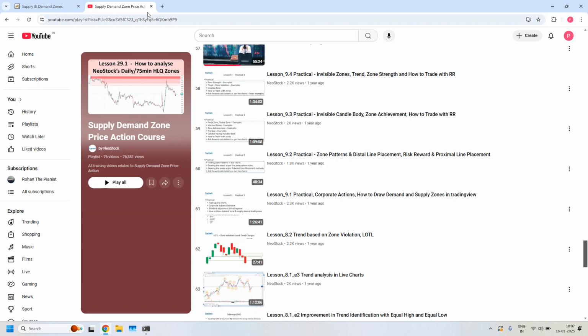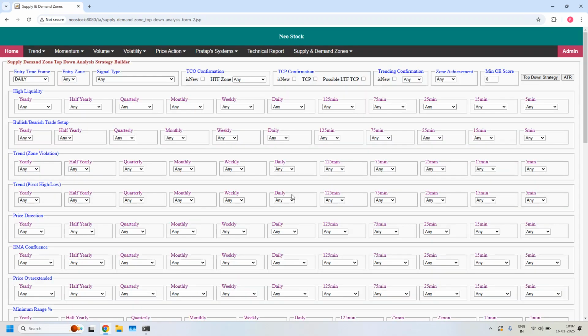Now let's get into the report generation with the help of NeoStock Software Supply Demand Zone Top-Down Analysis Strategy Builder. First, let us identify the stocks near demand and supply zones or price closed inside the demand and supply zones, and then we will move on to the NIFTY, BANKNIFTY and Bullish and Bearish trade setups for monthly income trade, weekly income trade and daily income trade, and finally we will generate stop buffers based on daily ATR.